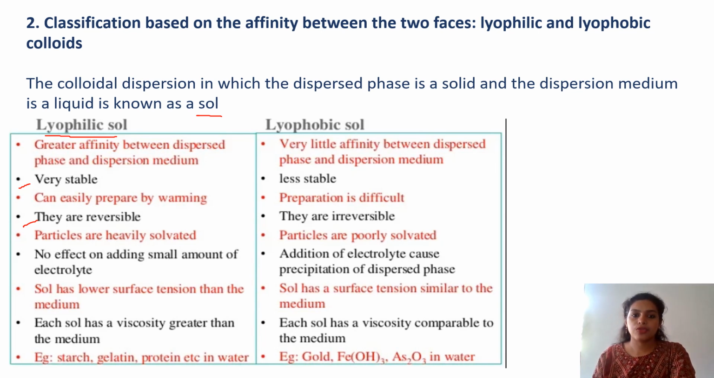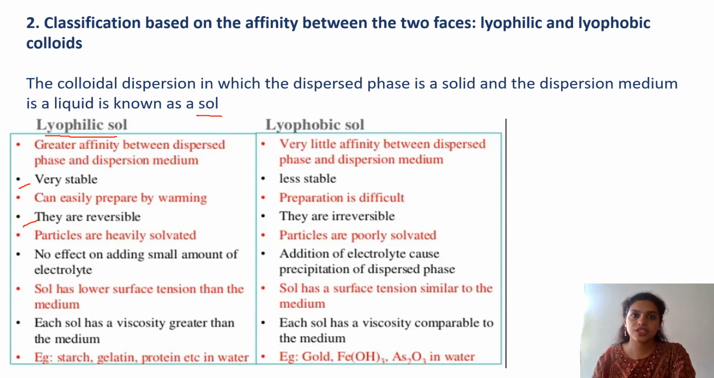And now lyophobic sols. The characteristics of lyophobic sols are entirely opposite to the characteristics of lyophilic sols we already discussed. Very little affinity between the dispersed phase and dispersion medium. These are less stable. Their methods of preparation are very difficult. They are irreversible. The particles are poorly solvated, and addition of a very small amount of electrolyte causes coagulation or precipitation.